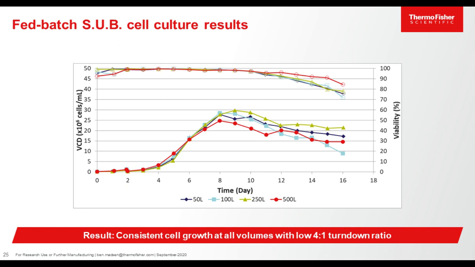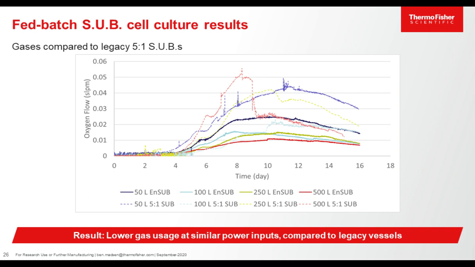Results of the study show comparable growth among all of the subs with similar peak viable cell densities and viability profiles. Additionally, not shown here, the glucose, lactate, ammonia, and protein profiles were really similar. We can also note that the low 4-to-1 turn-down ratio allows us to maintain the benefits of our 5-to-1 subs while not impacting the cell growth or the viability.